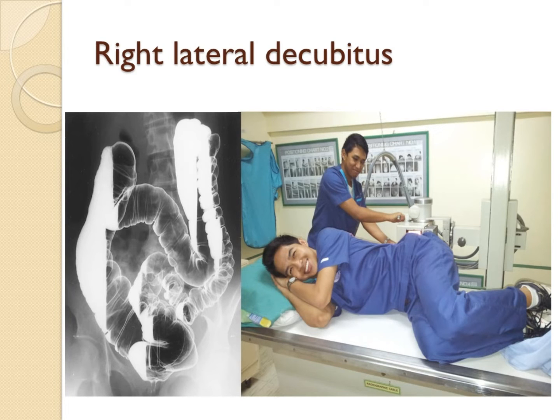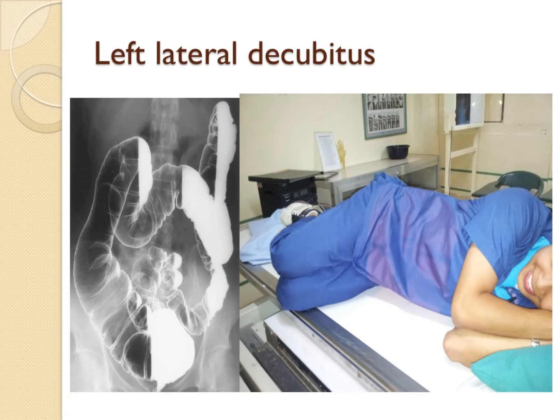In the right lateral decubitus position, you see the medial part of the ascending colon and the lateral part of the descending colon. The central ray, as I said, is at the level of L4. In the left lateral decubitus, you see the lateral part of the ascending colon and the medial part of the descending colon.